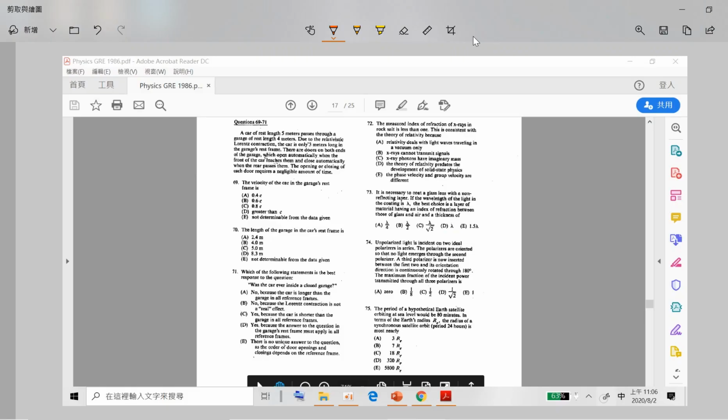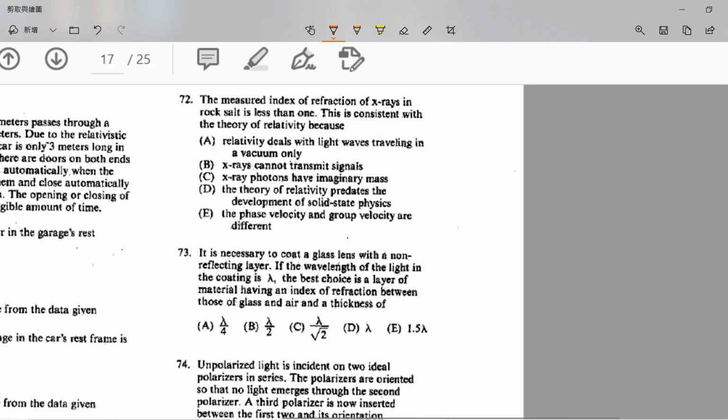So, keep solving our physics subject GRE. Question 72: the index of refraction of X-rays in rock is less than 1. So basically they say the N is larger than 1 for X-rays in the salt. Which of the following, they say, is consistent with the theory of relativity?